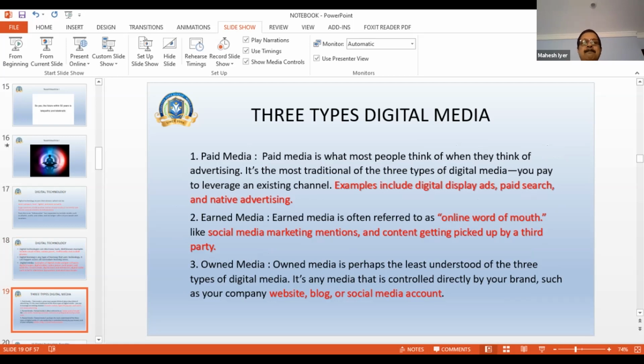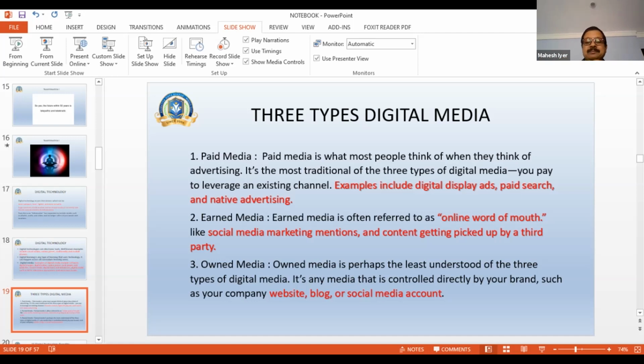digital media. Paid media, where people pay for it and get the goods sold. It's called paid media. For example, digital display ads, advertisements, paid search and native advertisements. What all kinds of advertisements come in between? Even when we watch videos on YouTube, in between we get different kinds of media. That is called paid media.